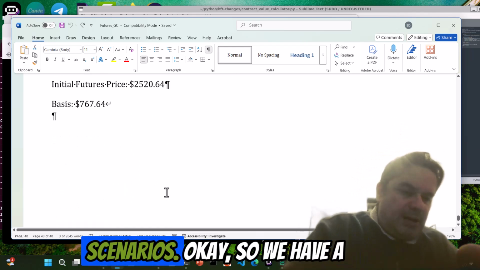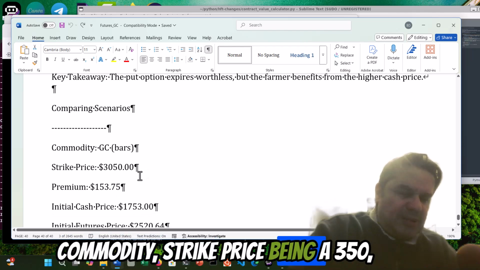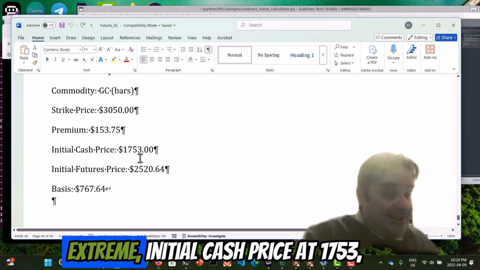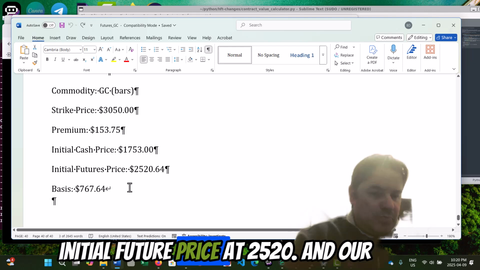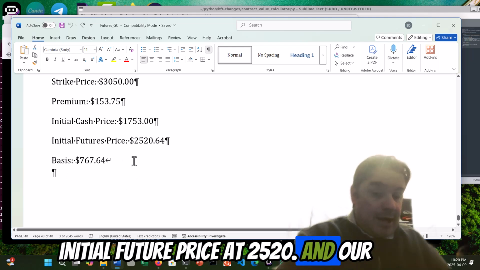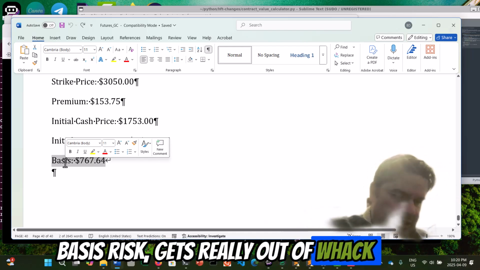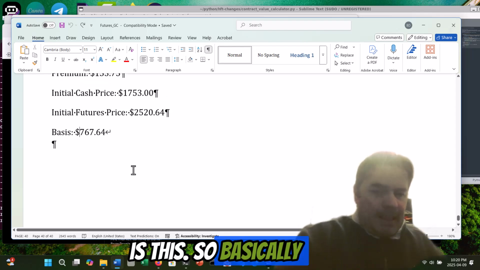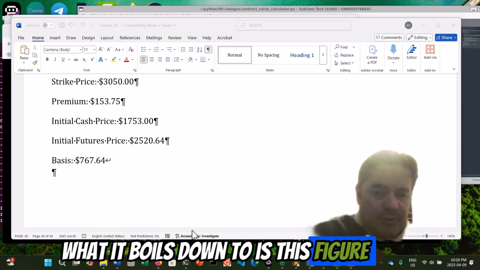So here we can compare the scenarios. Okay, so we have a commodity strike price at 30.50, premium at 153, initial cash price, again extreme, at 17.53, initial futures price at 25.20, and our basis, as we already said about the basis risk, gets really out of whack, and things to consider where our basis is this. So basically, what it boils down to is this.